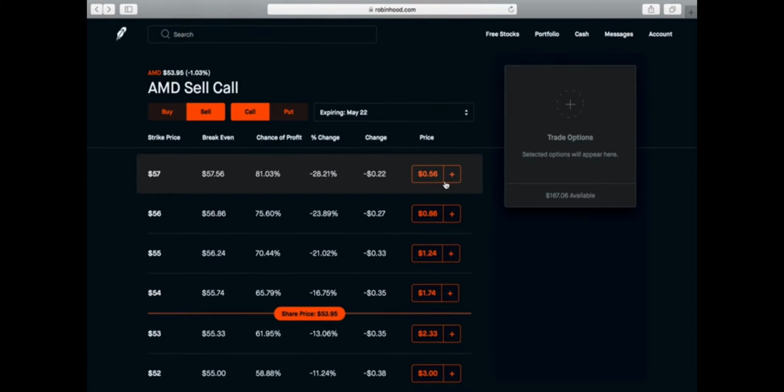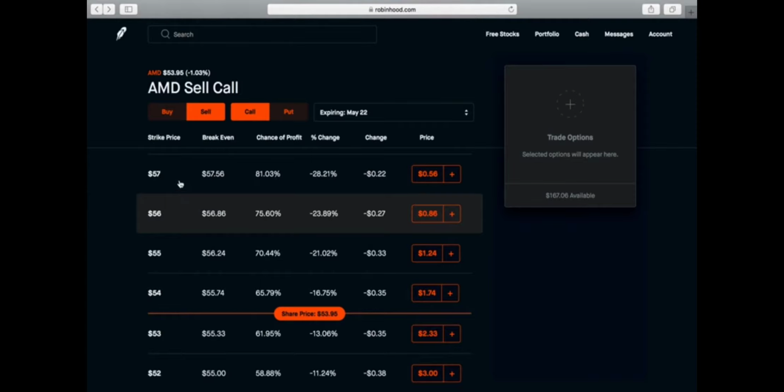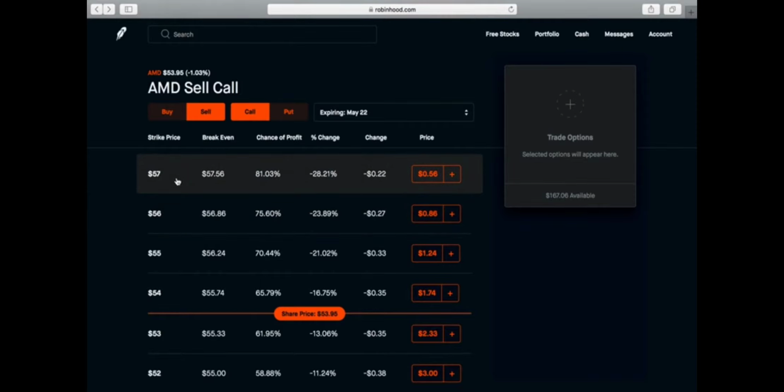And here's what's going to happen. If the price of AMD rises to 57, you instantly sell those shares to whoever bought this from you. Not only do I get paid 56, they're buying each of my stocks for $57, even though I bought them for 48. So I'd be making $9 on each share, and I'd be selling 100 shares to whoever bought this. So I'd make an extra $900 plus the $56, guys.